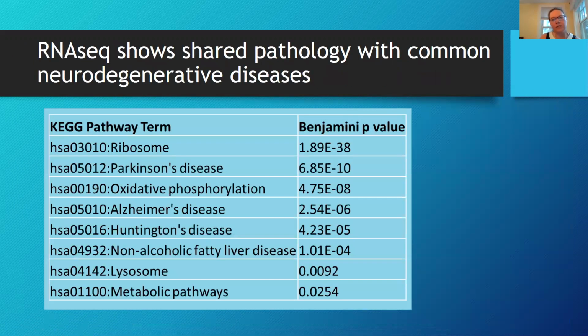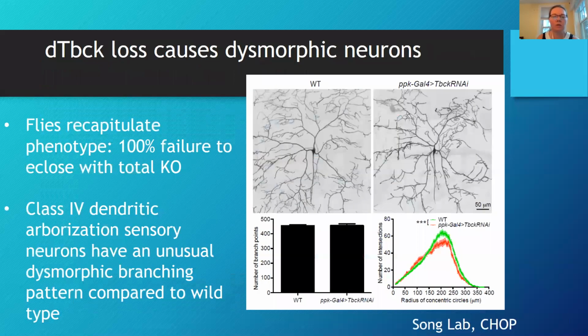But one of the interesting things that we looked at was that we did RNA-seq and showed that on fibroblast cells, there was actually a common shared pathway with a number of common neurogenetic disorders, Parkinson's, Alzheimer's, Huntington's, and we also picked up this lysosome, which made us think, if we learn about this rare disease, can it tell us about common pathology for more adult onset disorders?